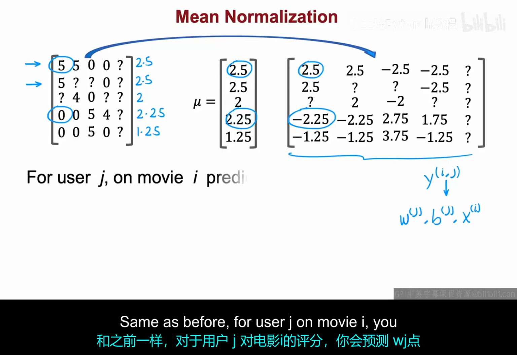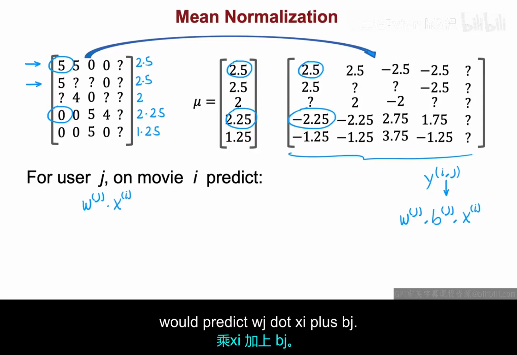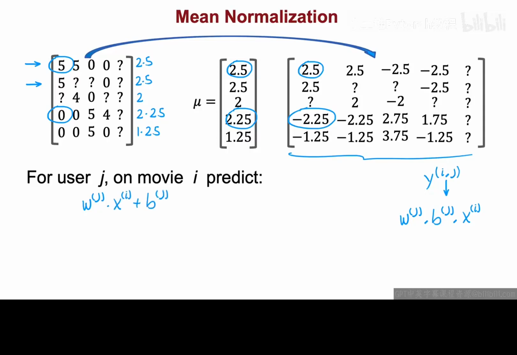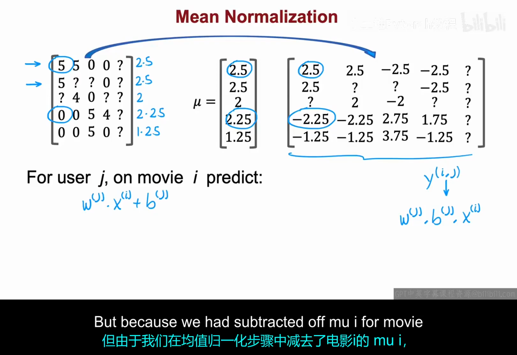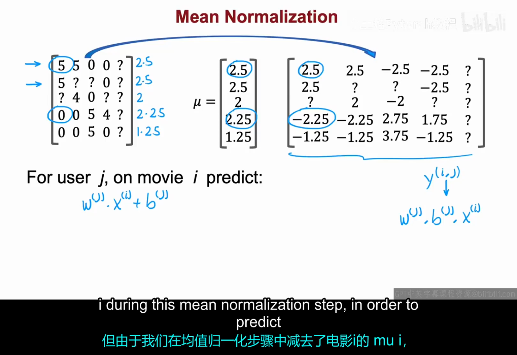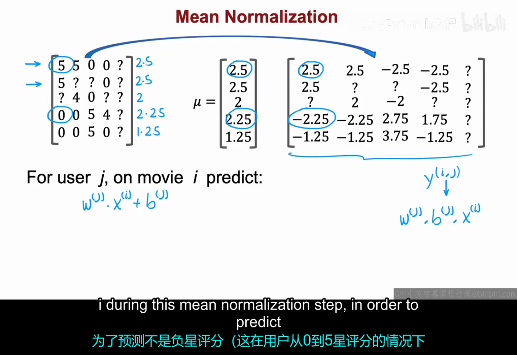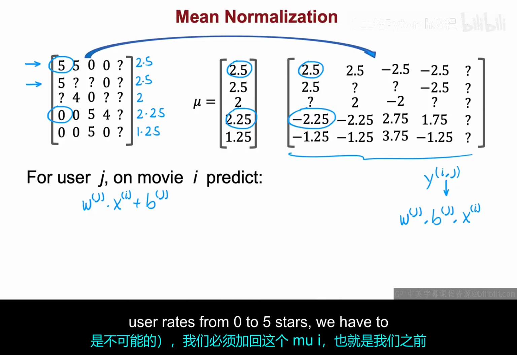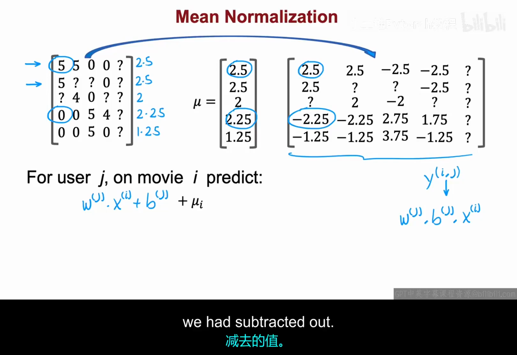Same as before, for user j on movie i, you would predict Wj dot xi plus bj. But because we had subtracted off mu i for movie i during this mean normalization step, in order to predict not a negative star rating, which isn't possible if a user rates from 0 to 5 stars, we have to add back this mu i, which is just the value we had subtracted out.